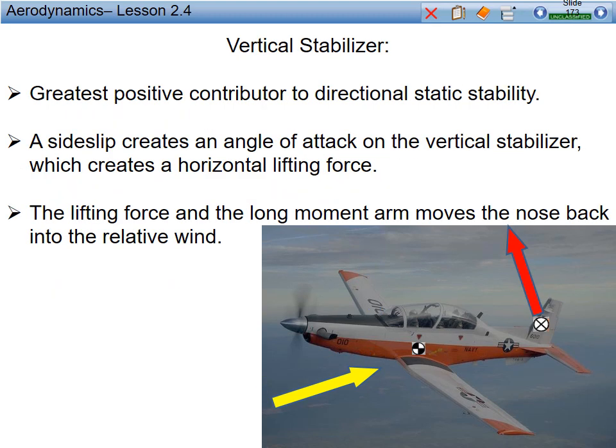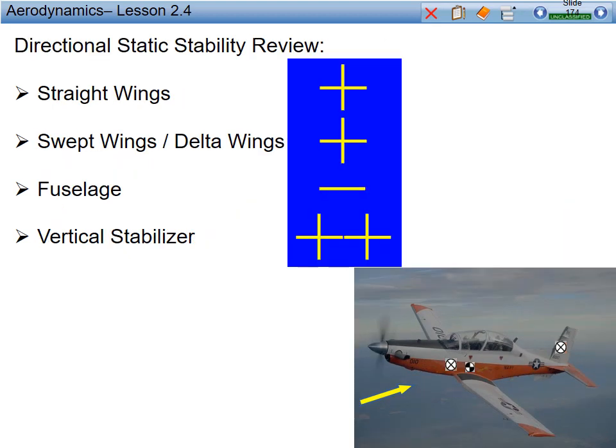The vertical stabilizer is the greatest contribution to directional static stability. A side slip creates an angle of attack on the vertical stabilizer, which creates horizontal lift. The lifting force and long moment arm move the nose back into the relative wind. Here's a helpful chart that will remind you what are the positive, negative, and greatest positive contributors to directional static stability.